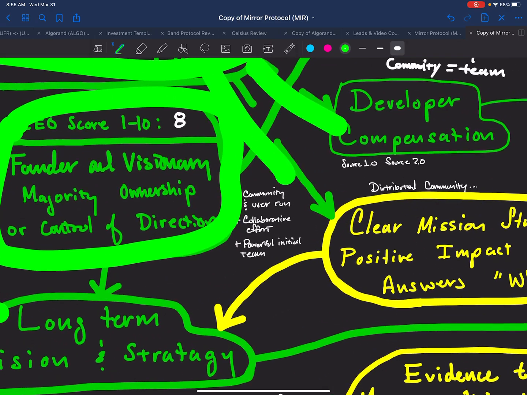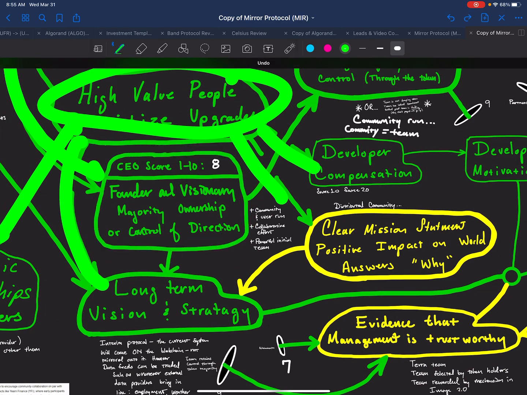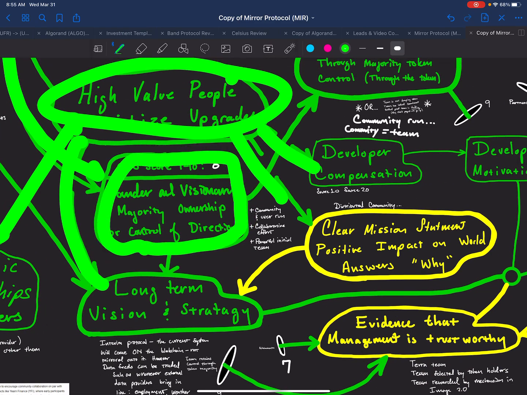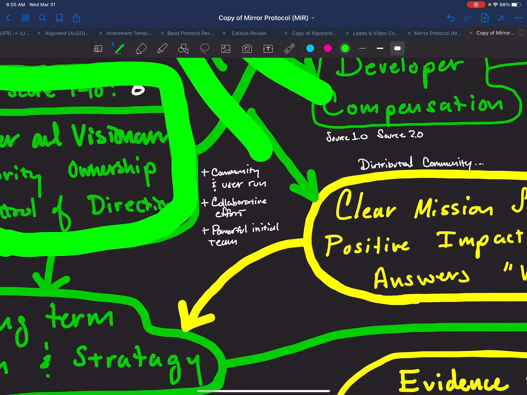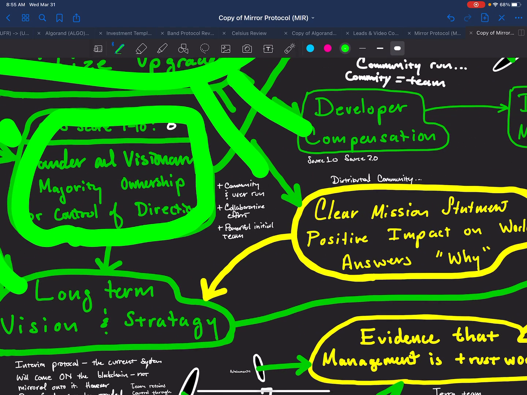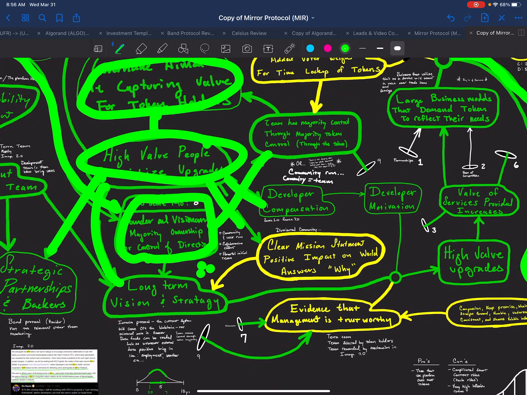Now this platform is in decentralized control. The token holders control it. So we're really saying the leadership of this is a community and user run collaborative effort, but with a powerful initial team. So the leadership of this isn't really the CEO anymore. It's just a community kind of thing. And I put that as an 8.